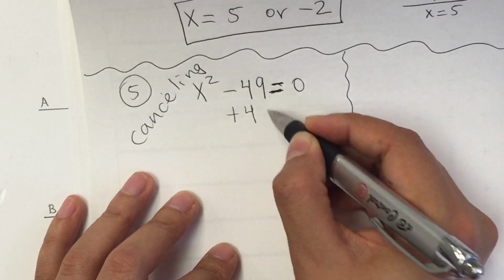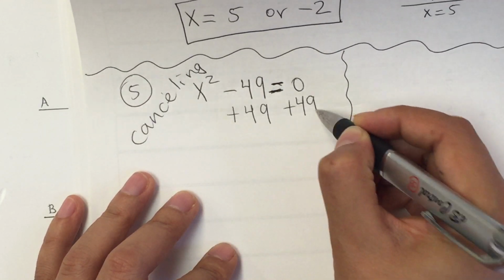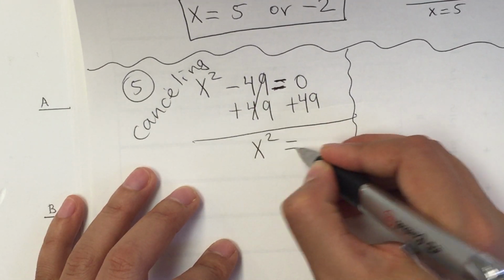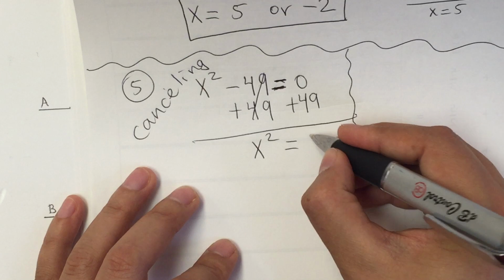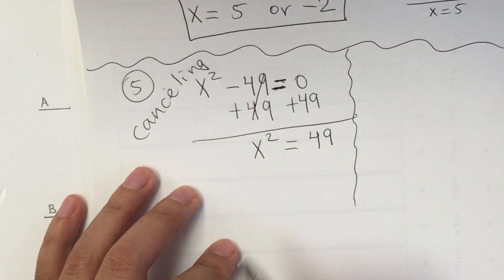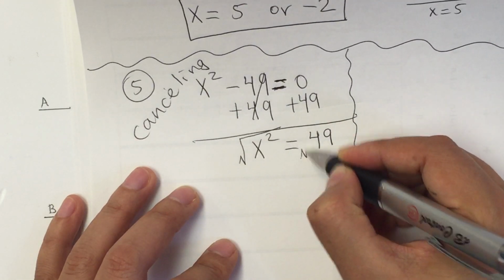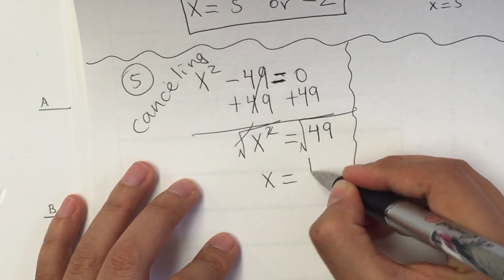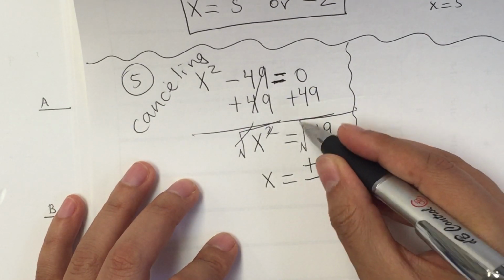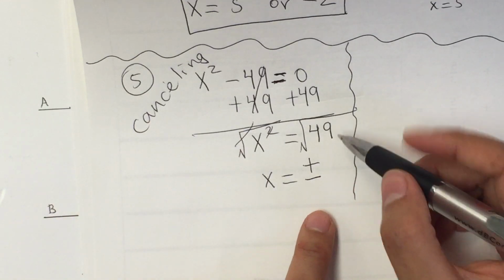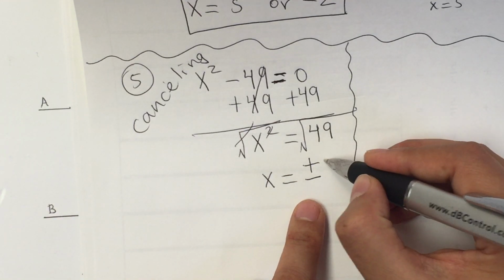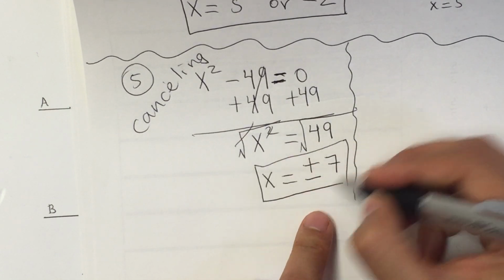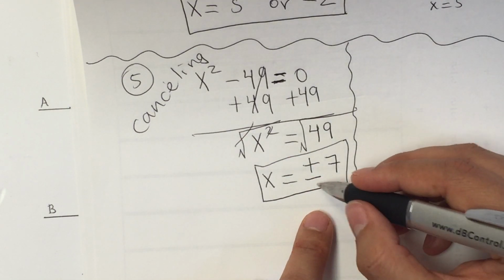we're going to cancel the 49, so we will be adding 49 to both sides. And so we have x squared is equals to 0 plus 49 is 49. I take the square root of both sides, and so my x is equals to plus or minus. Remember, whenever we take the square root of something is plus or minus, and the square root of 49 is 7. So that means that I have the two answers right there, positive 7, negative 7.